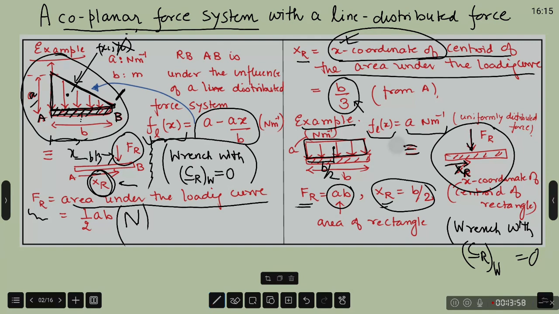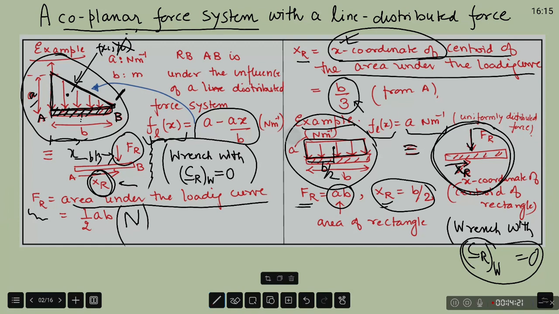Now this force system is actually the wrench of this force system. However, in this wrench CRW is 0. What is CRW? You will have to go back to the previous lecture and see. CRW is the torque that you would put on the simplified force system along with FR. In this case CRW is 0, so is the case here.